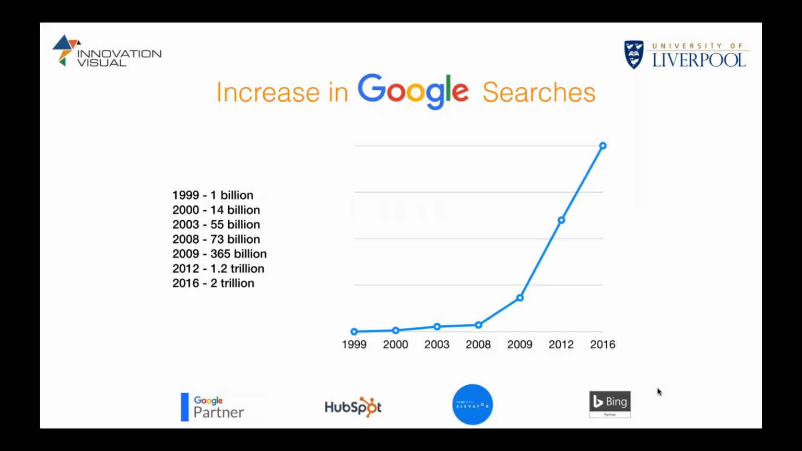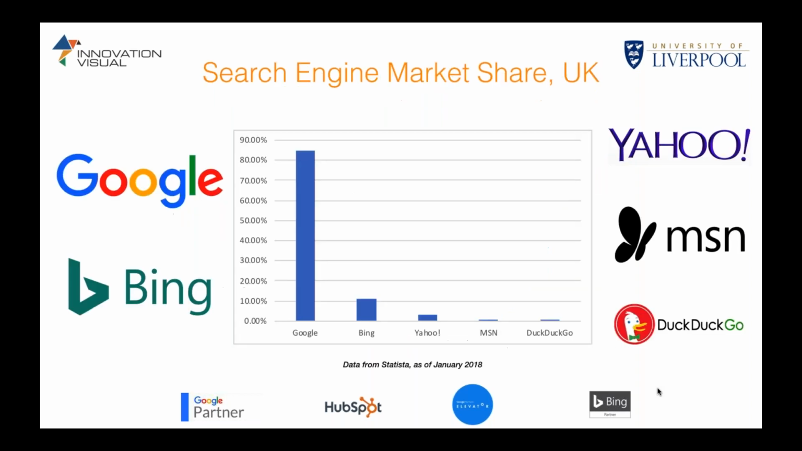So we can look at the increase in Google searches. I think it's incredible how it's risen. And one of the most incredible stats is to see that from 2012 till 2016, the number of searches has almost doubled. So what are we going to be looking at by 2020? I think it just shows how important search engines are at the moment and how they're going to be in the future as well.